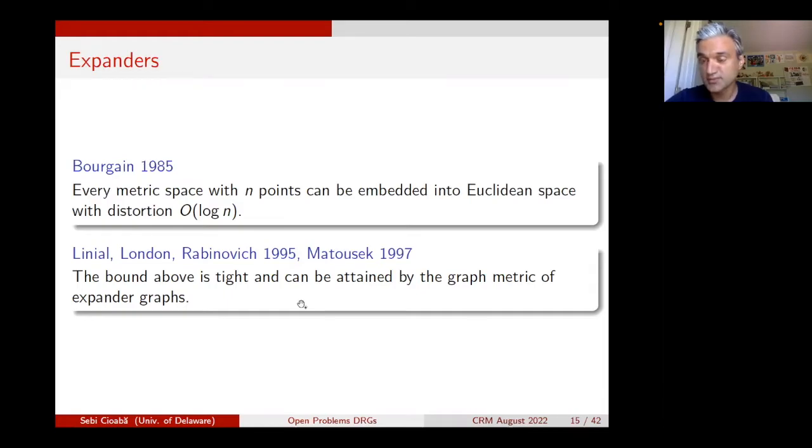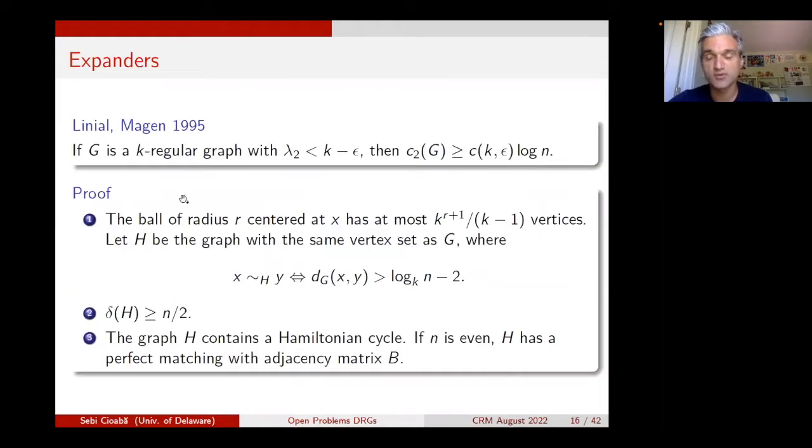And they proved that so-called expander graphs are graphs that attain asymptotically this log n bound. So I'll give you a sketch of a proof, and this comes from a paper by Linial and Magen, and they prove something of this form: if you have a k-regular graph where the second largest eigenvalue of the adjacency matrix is less than k minus, maybe I shouldn't have put epsilon, but there is a spectral gap of at least some quantity. Here, I guess we'll go with epsilon. Then this least distortion constant C2 of G is greater or equal than log n times some positive constant that depends on k and epsilon.